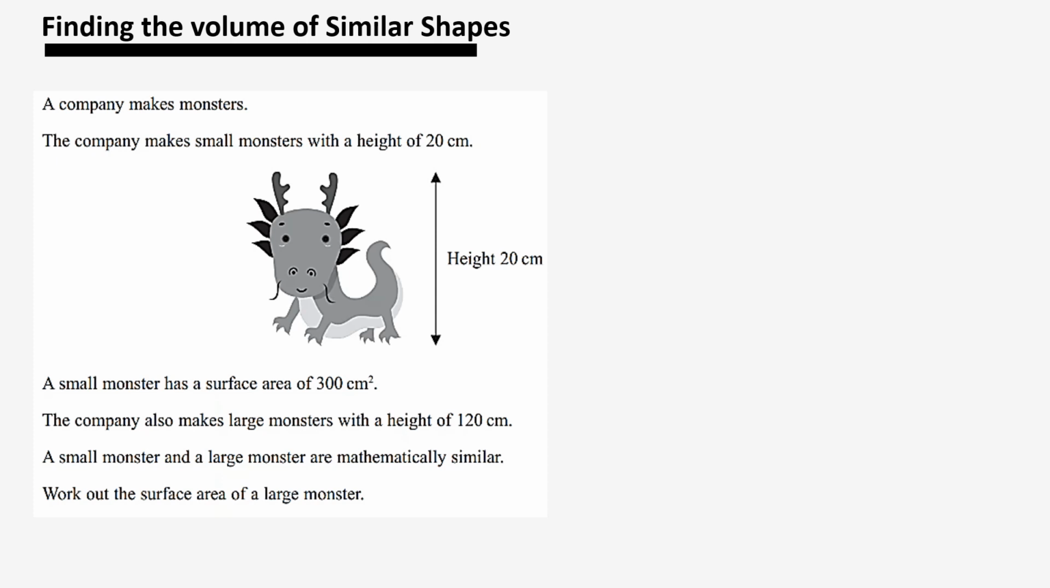Now always check whether you should be making the shape larger or smaller, and this is a very important thing. In this case, a company makes monsters. A company makes a small monster with a height of 20 centimeters, and the small monster has a surface area of 300 centimeters squared. The company also makes a larger monster with a height of 120 centimeters, and the smaller and larger monsters are mathematically similar. Now work out the surface area of the larger monster.